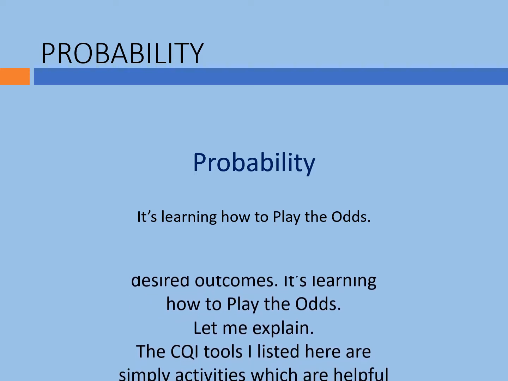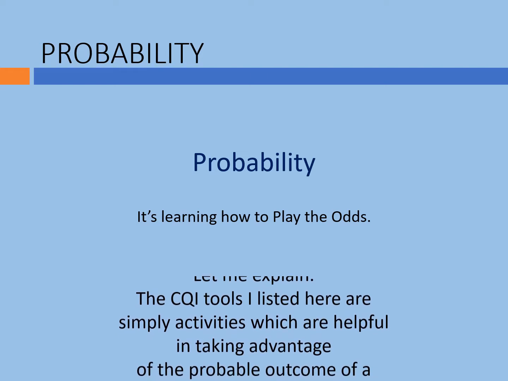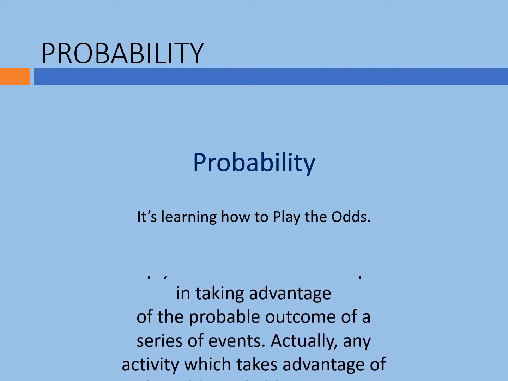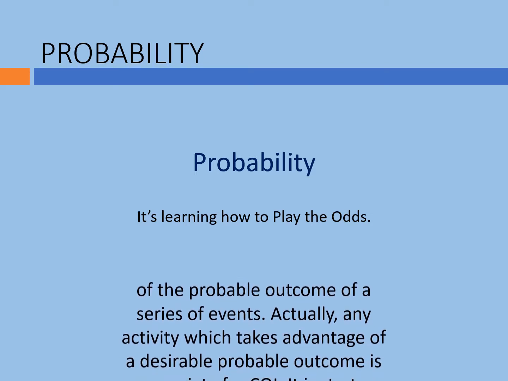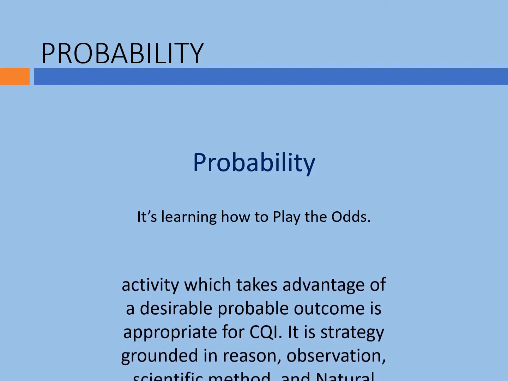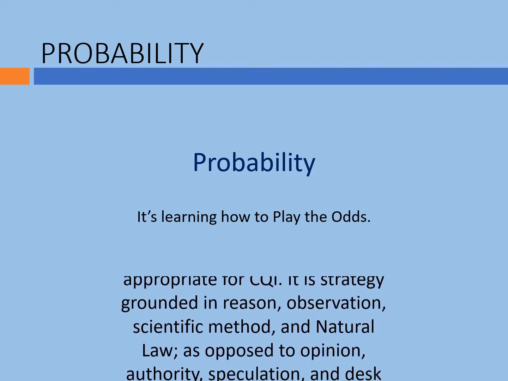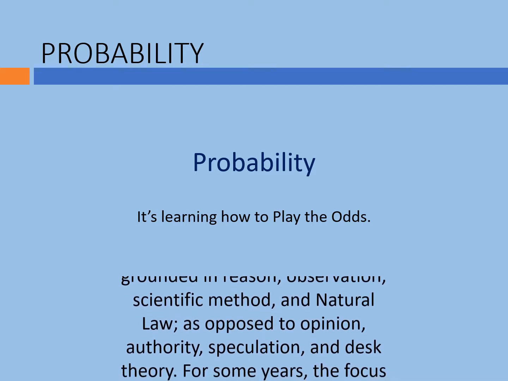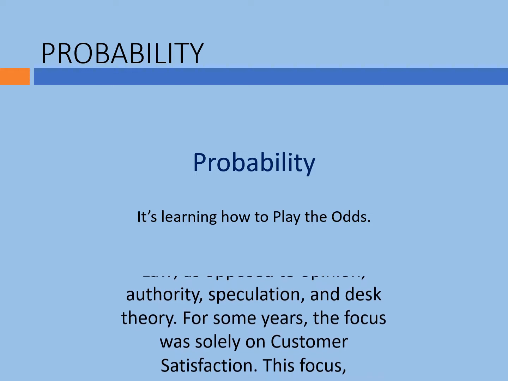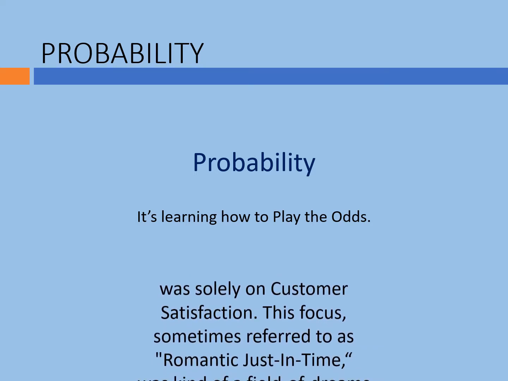Let me explain. The continuous quality improvement tools I listed here are simply activities which are helpful in taking advantage of the probable outcome of a series of events. Actually, any activity which takes advantage of a desirable probable outcome is appropriate for continuous quality improvement. It is strategy grounded in reason, observation, scientific method, and natural law, as opposed to opinion, authority, speculation, and desk theory.